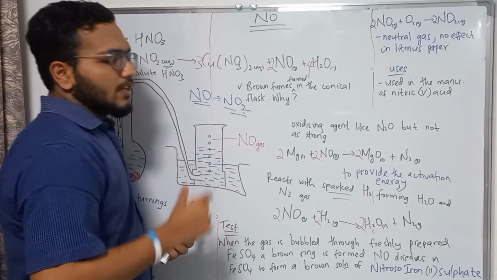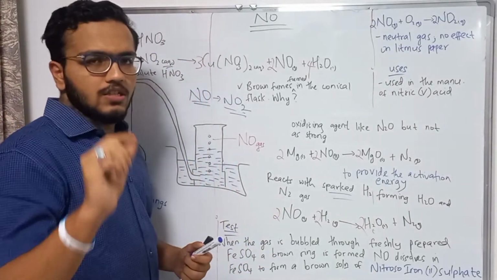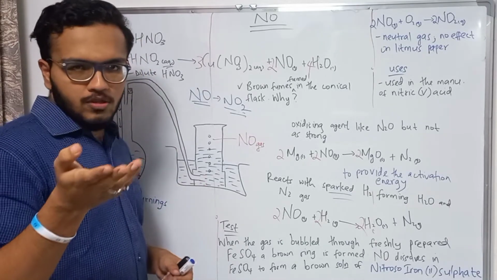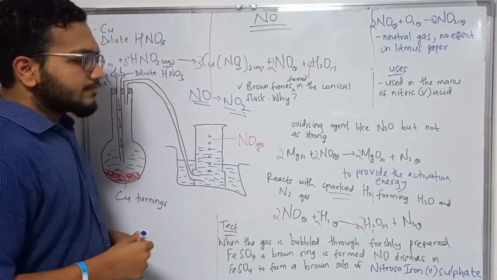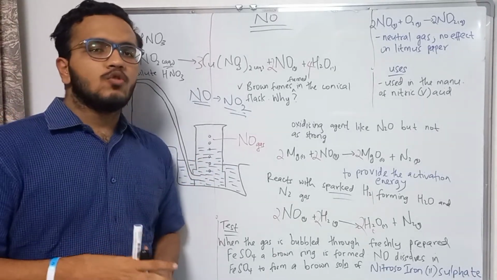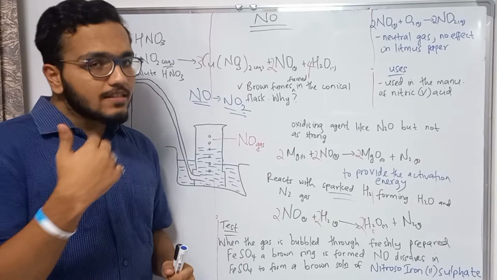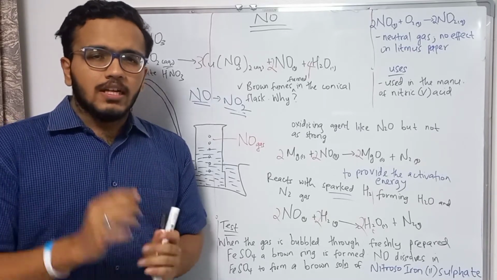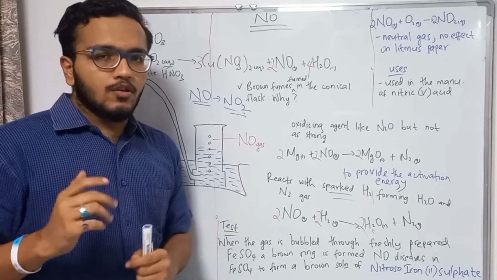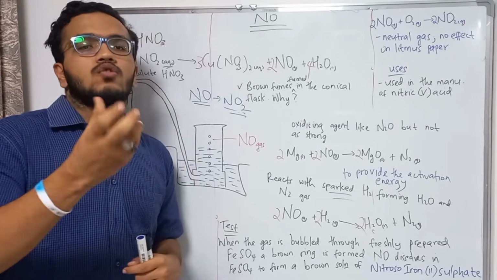The uses of nitrogen 2 oxide, just one use. It is used in the manufacture of nitric acid. I think it's called the Ostwald process, maybe. So nitrogen 2 oxide is an oxidizing agent, as we saw previously for nitrogen 1 oxide. However, it is slightly more stable and it is difficult to decompose. So it will oxidize, but at a slower rate.